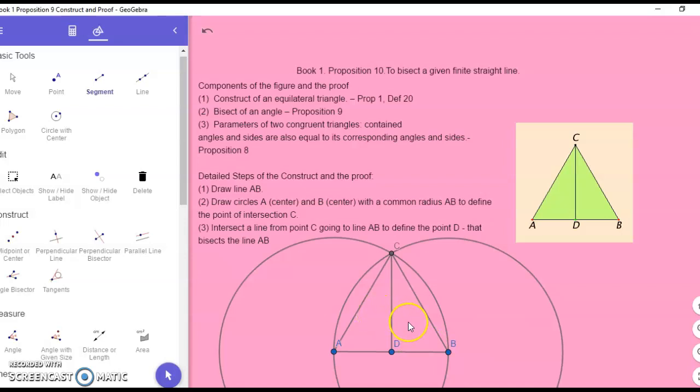And again, by having two congruent triangles, we can say that the remaining sides and the remaining angles contained in the triangles are also equal. Therefore, side AD is equal to side DB. So we have just shown and proven Proposition 10, which guides us on how to bisect a given finite straight line.